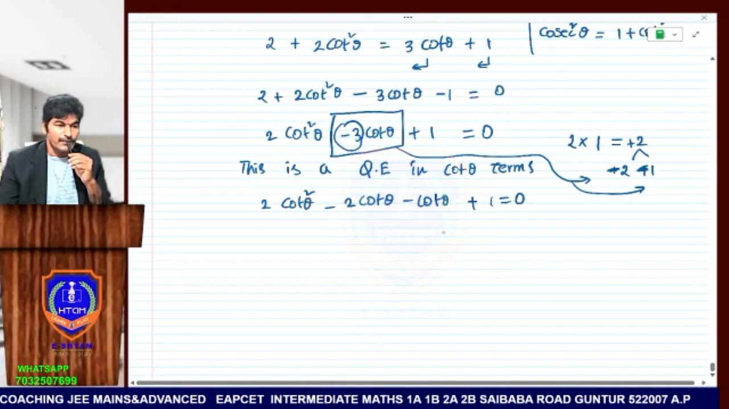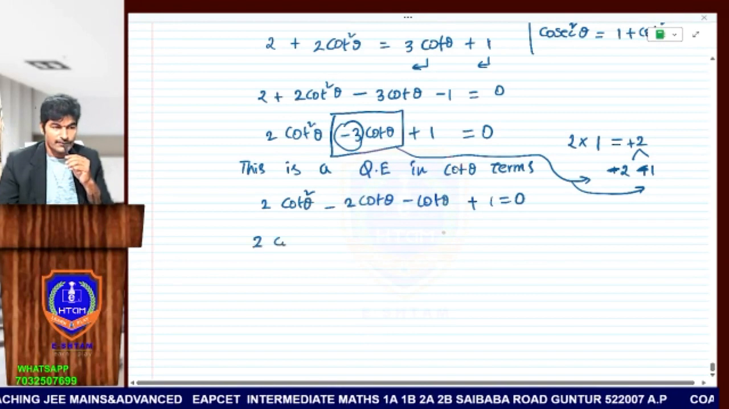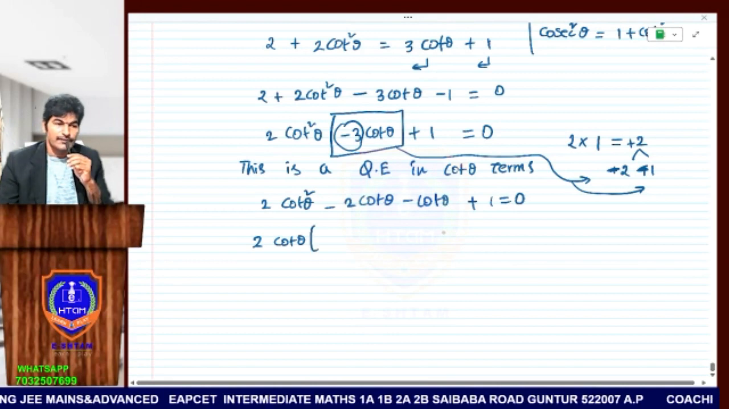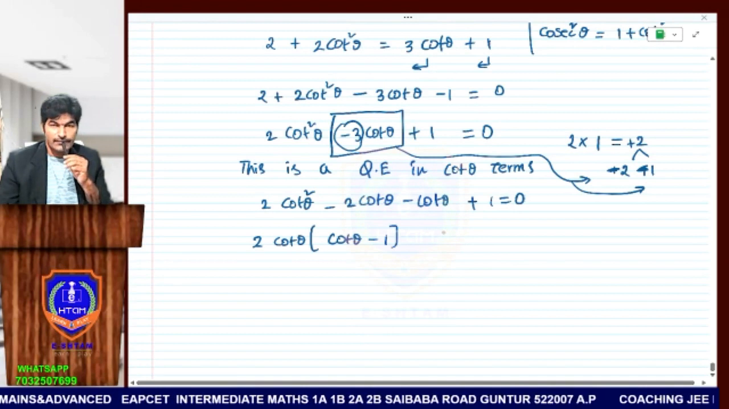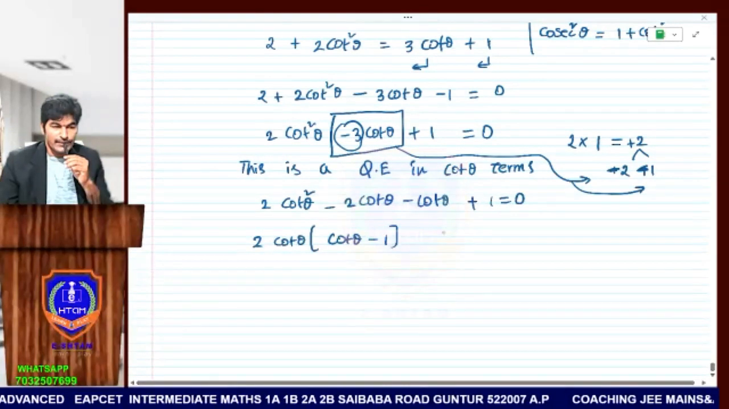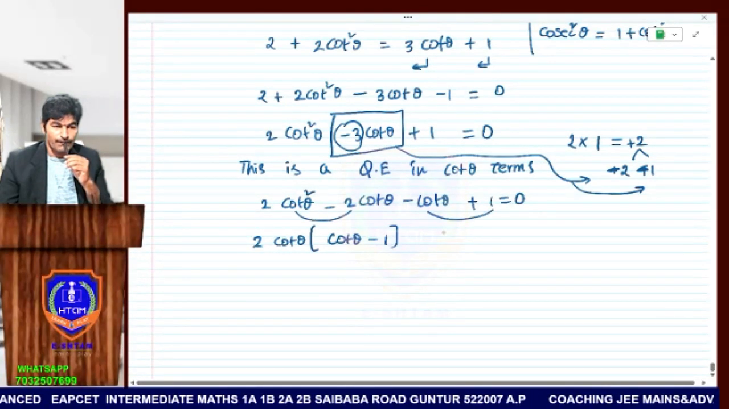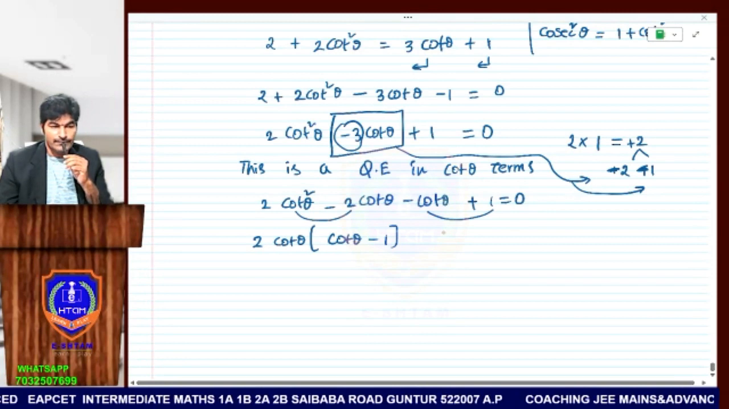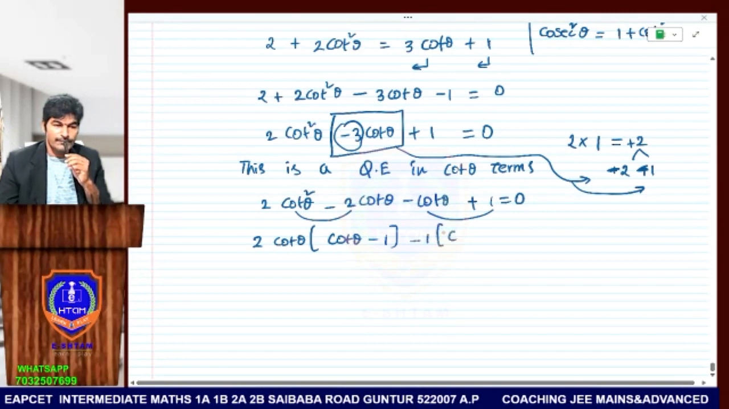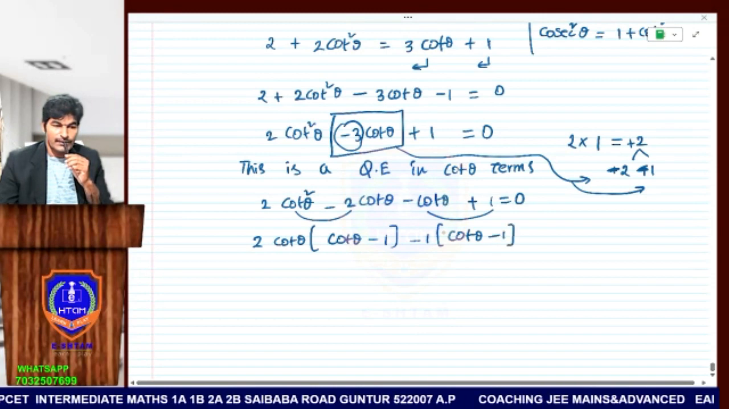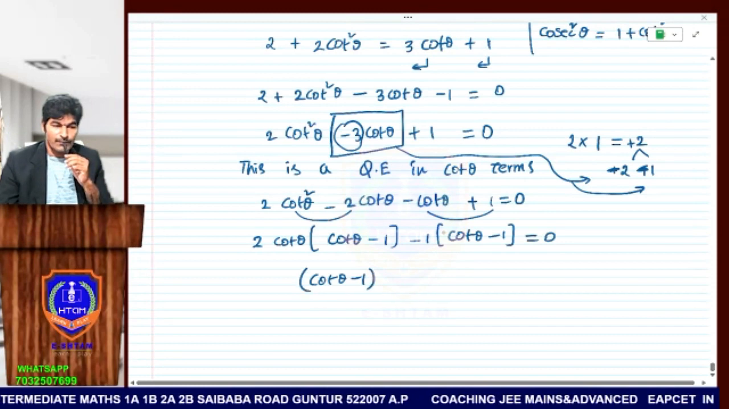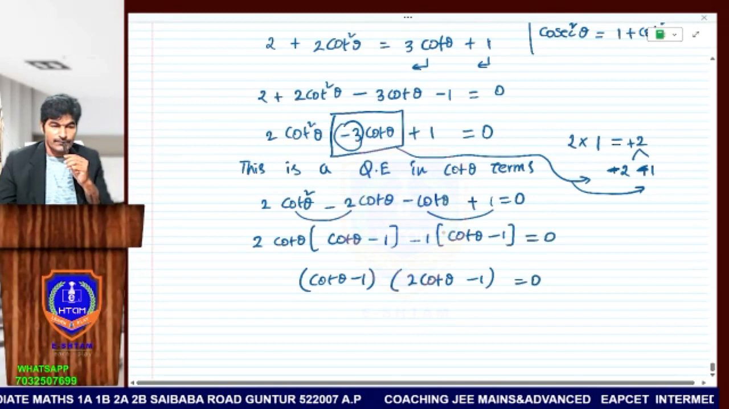Now, from the first two terms, you can take 2 cot theta as a common factor. And what is left? Cot theta, since this entire second term was taken as a common factor. So there only 1 is left. For the next two terms, minus cot theta and 1, minus 1 will be the common term. So then you have cot theta minus 1 equal to 0. Again, cot theta minus 1 is a common factor. So you can write (2 cot theta minus 1)(cot theta minus 1) equal to 0.